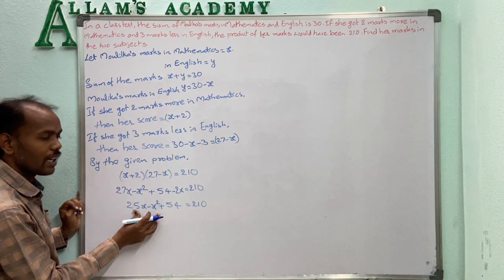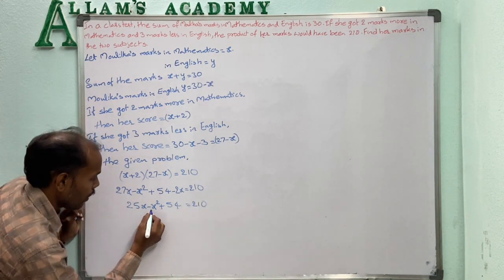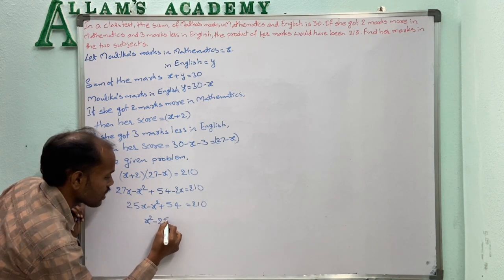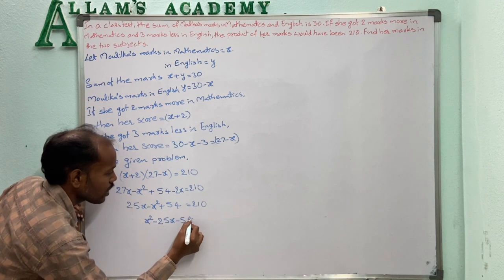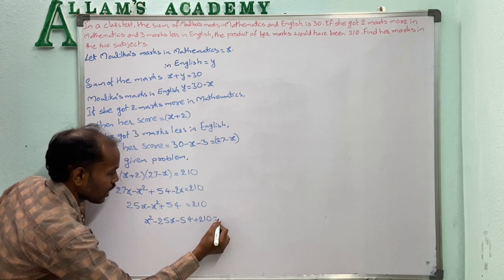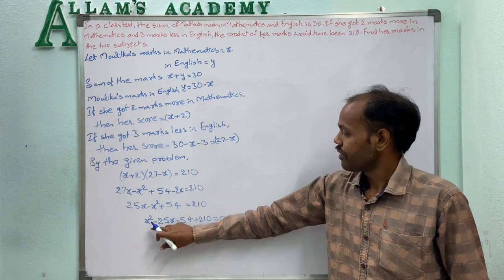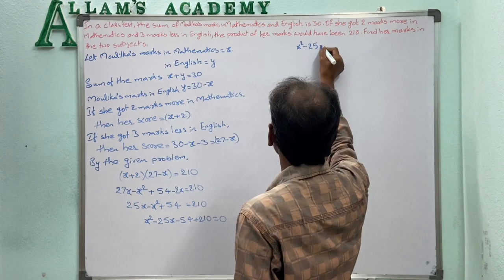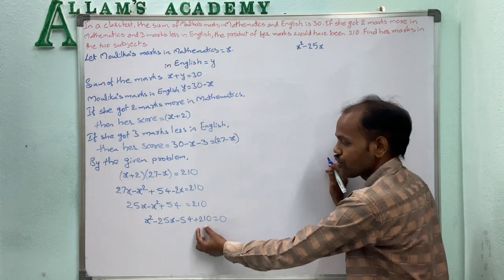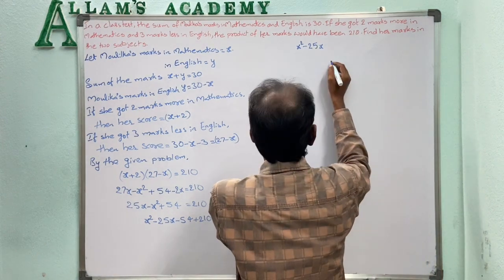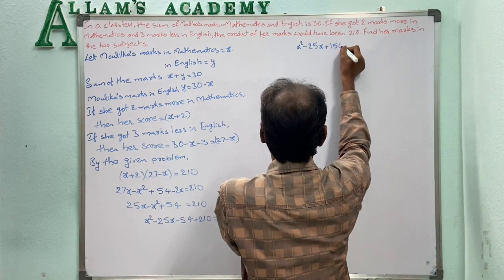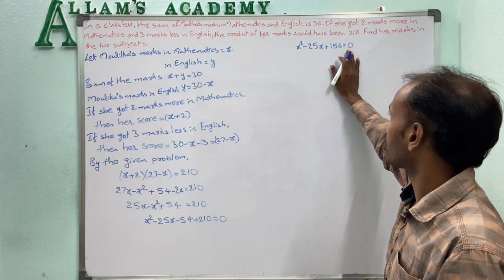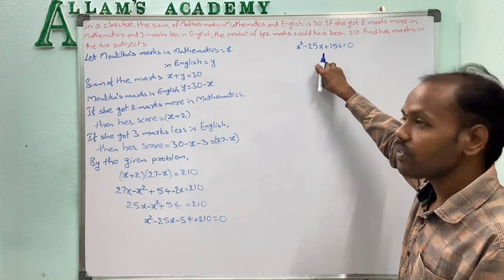Now transferring the total LHS to the RHS. So minus x square becomes plus x square, plus 25x becomes minus 25x, plus 54 becomes minus 54, plus 210 equal to 0. Now here x square minus 25x, minus 54 plus 210 is plus 156, equal to 0. Now we get the quadratic equation x square minus 25x plus 156 equal to 0. Now this one we have to solve.